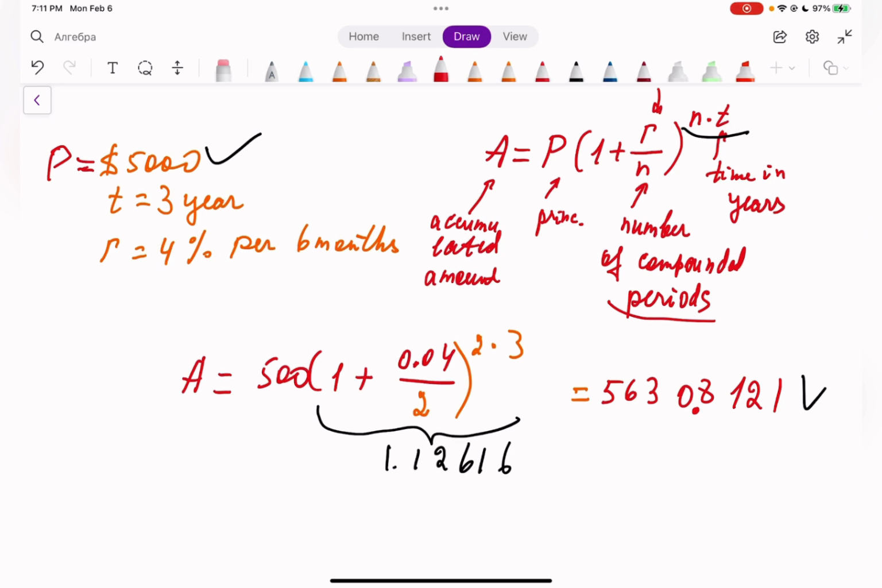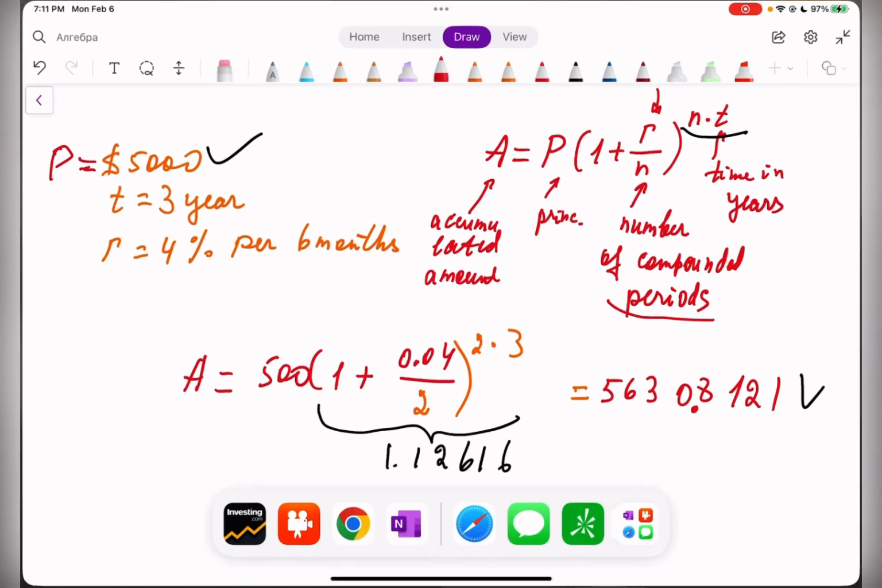Now, this is not the end. Our question is asking for the amount in the account. Oh, okay. The amount in the account is going to be 5,630. Let me put it there.